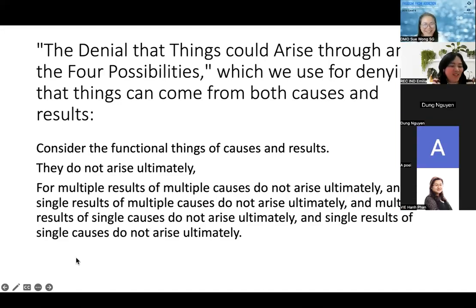Okay. And finally, so you see from the five proofs, right? The first one we talk about not one nor many. 2, 3, 4 are using the four possibilities. Number 2 on the causes, number 3 on the results, number 4 on causes and results. Now number 5 is different, okay?